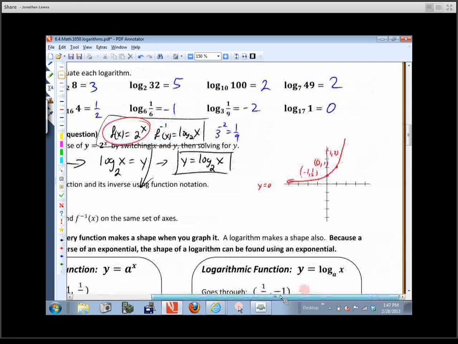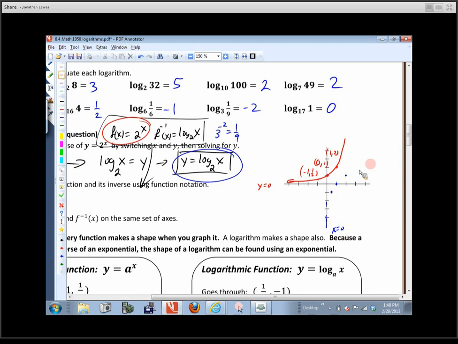Now, if these truly are inverses, and I'm going to do the inverse in blue, what happens from the function to the inverse function? What did I do? You switch it, right? You switch all the x stuff for y stuff. So every one of these points is going to switch. This isn't going to be (1, 2), it's going to be (2, 1). This isn't going to be (0, 1), it's going to be (1, 0). This isn't going to be (-1, 1/2), it's going to be (1/2, -1). And furthermore, it's not going to have a horizontal asymptote of y equals 0. What's it going to have now? A vertical asymptote of x equals 0.